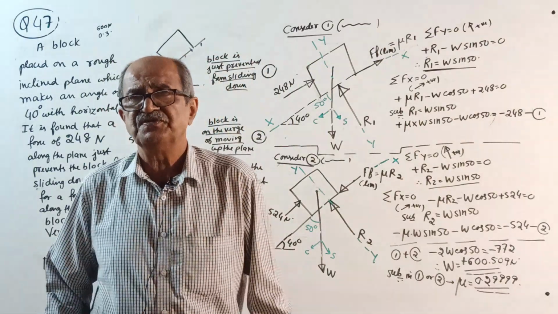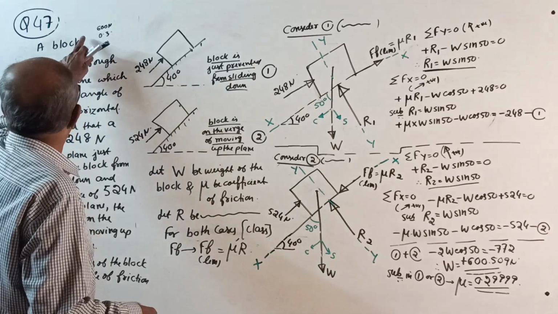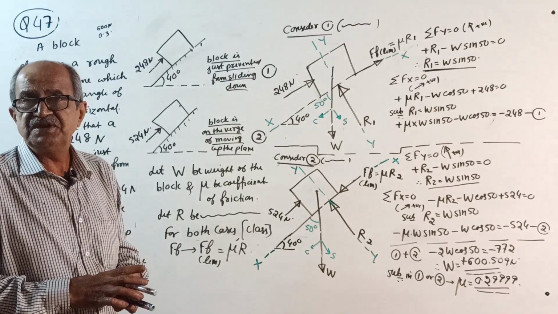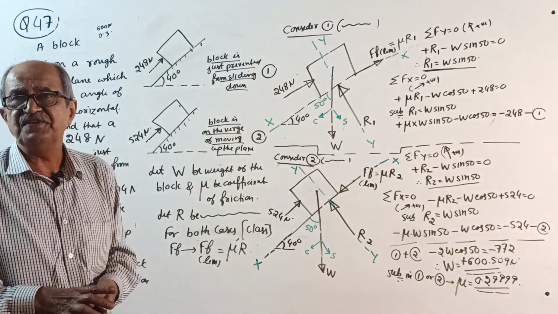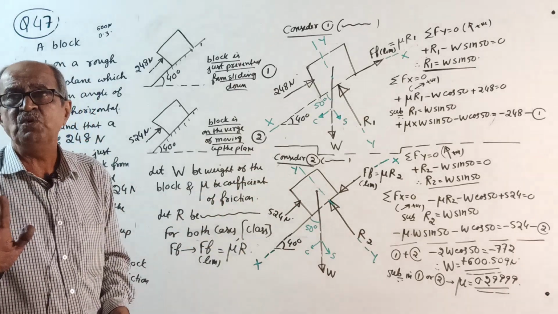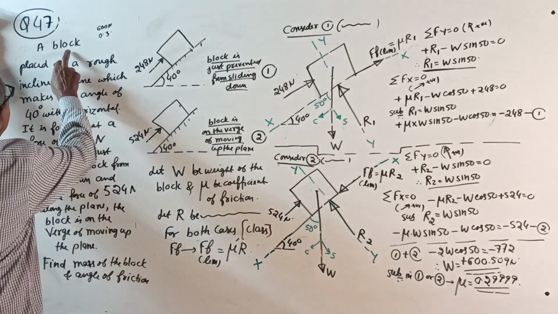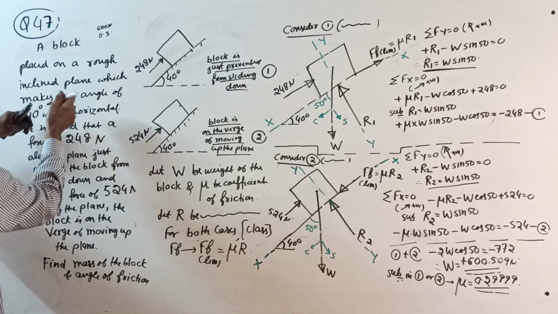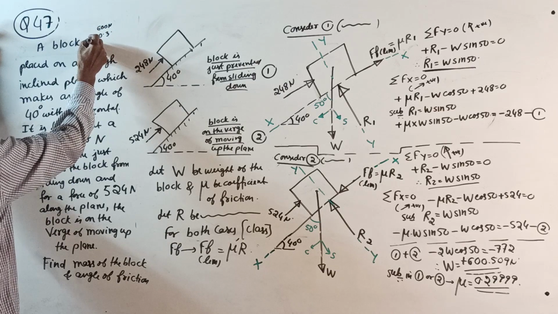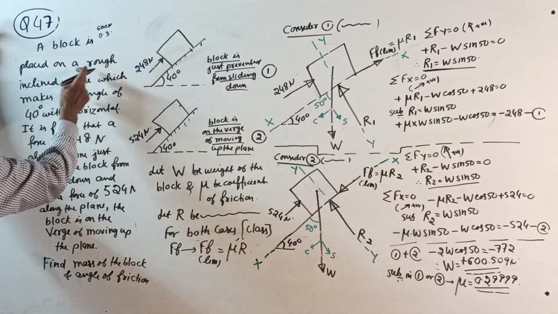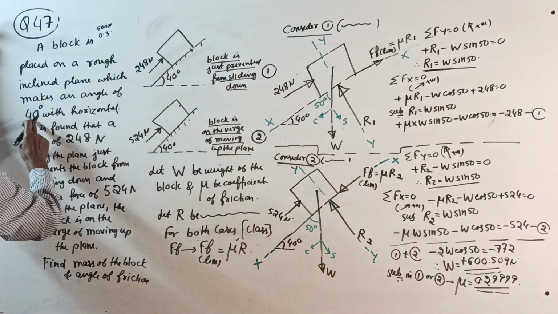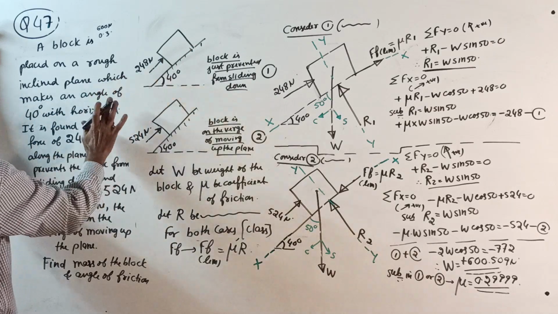Second and last question of today's class. See, this is a very good question. Actually, this is one of the examination questions given in some university examination. It can come anywhere, but it is little lengthy, so it can't be an objective question. So, a block is placed on a rough inclined plane, which makes an angle of 40 degrees with the horizontal.